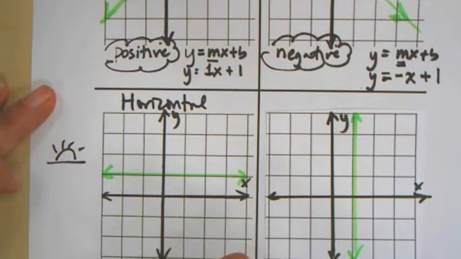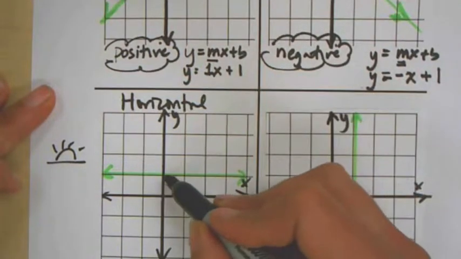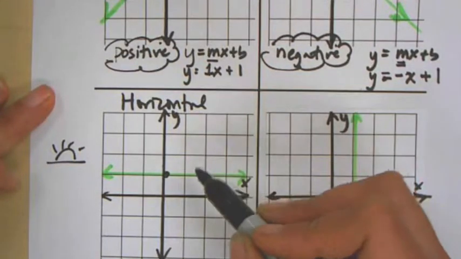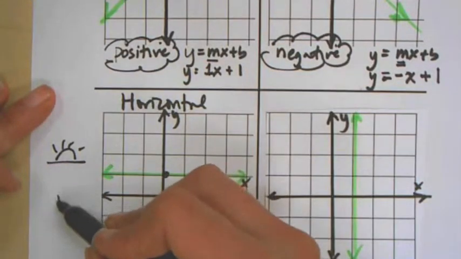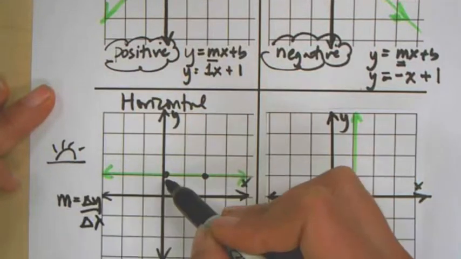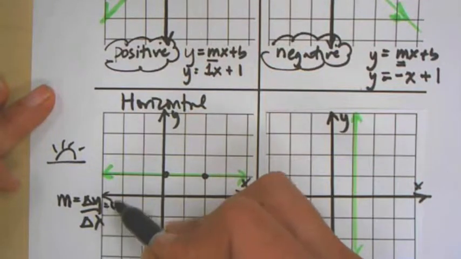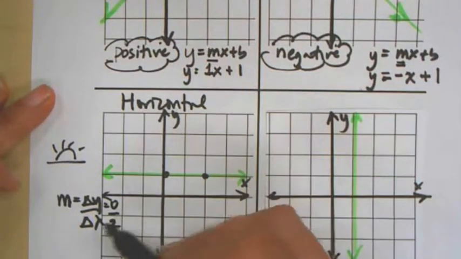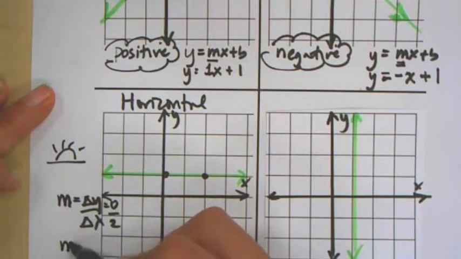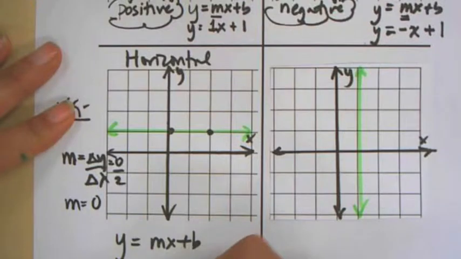And once again, if we write down our equation, y equals mx plus b, and you pick 2 points and try to do your change in y, m equals the change in y over the change in x. Like, how much did this rise? Well, it didn't rise anything. It's 0 over 2. And so in this case, your slope is 0. So your m is 0.